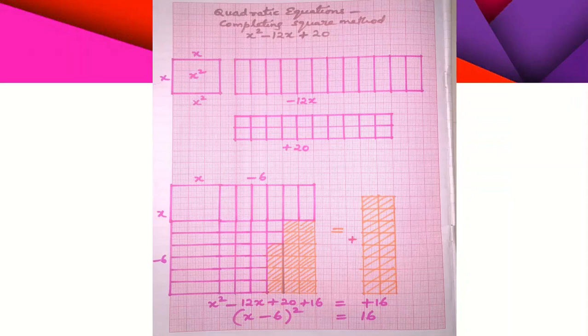So since we need 16 more unit squares, we are adding the 16 more unit squares on the left hand side as well as on the right hand side. So when we add 16 unit squares on the left hand side, the square is completed. Now the dimensions of the new square is x minus 6. So its area is x minus 6 the whole square. x minus 6 into x minus 6, side into side. And right hand side we have 16.